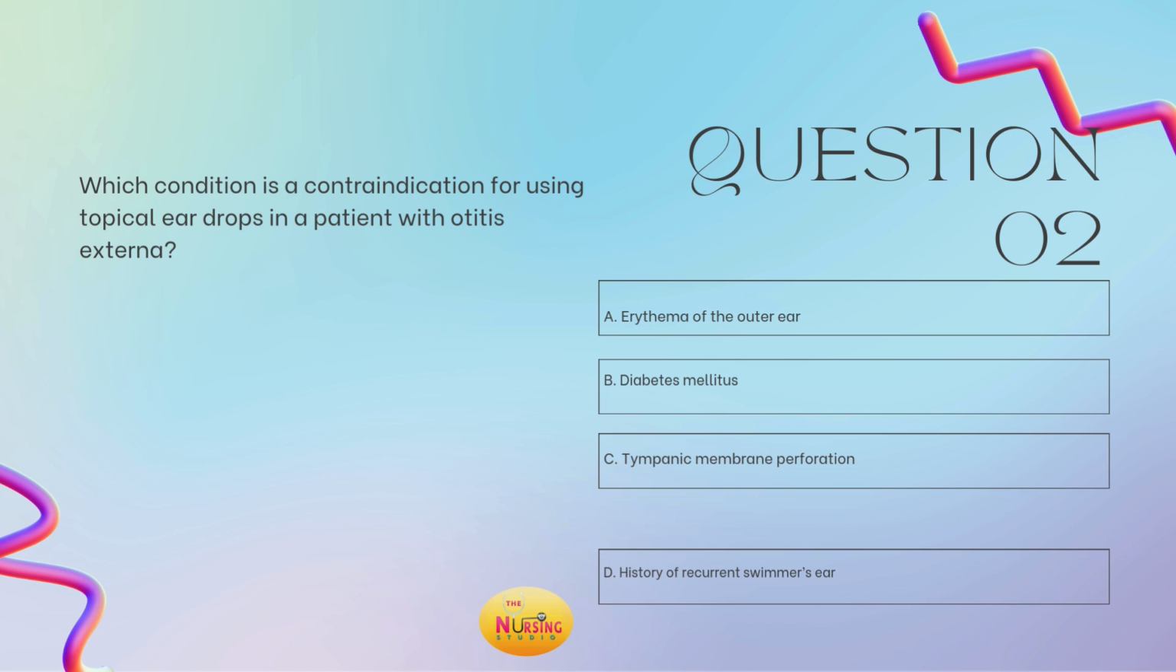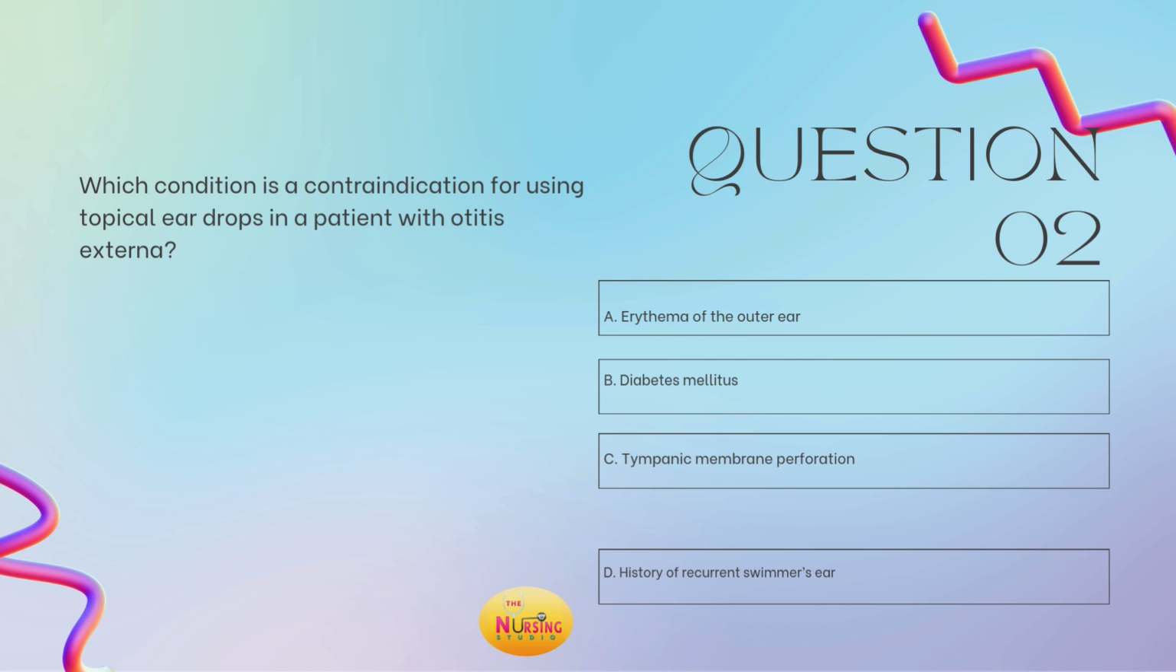Question number 2, which condition is a contraindication for using topical eardrops in a patient with otitis externa? Is it A, erythema of the outer ear? Is it B, diabetes? Is it C, tympanic membrane perforation? Or is it D, a history of recurrent swimmer's ear? Take a moment and tell me what you got in the comments, y'all.